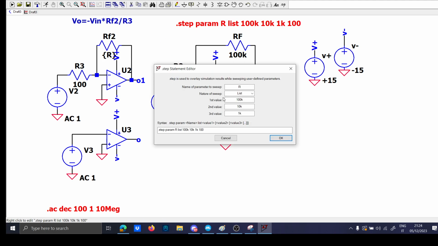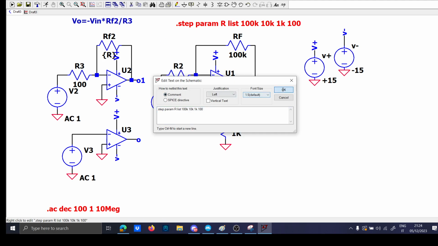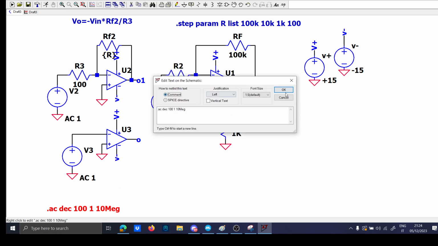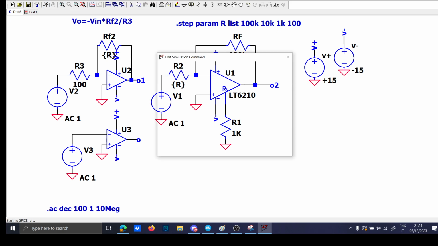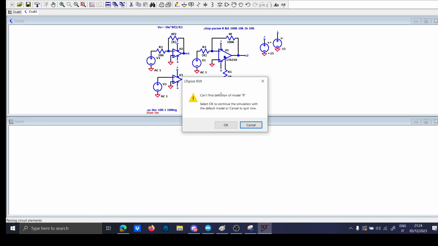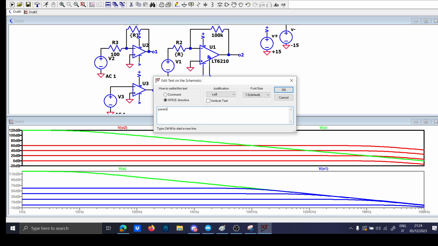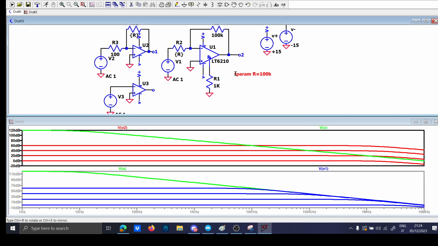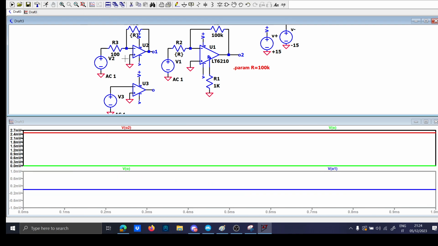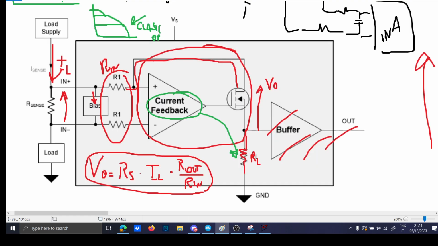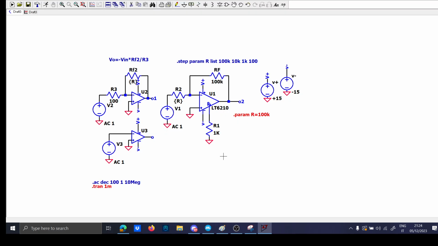So let's comment this, and let's also comment this. If I run the simulation, will it make an error? Probably. I can't find the definition of R. So let me write .param R equal to 100k, just because I don't want to make any kind of mistake. So now let's realize the other portion of the circuit.